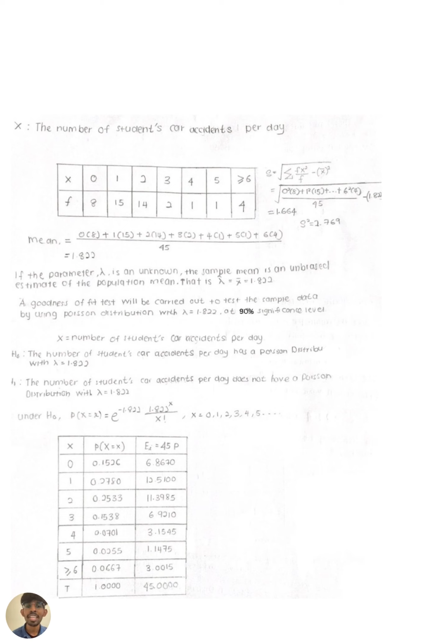As I denoted X as the number of students' car accidents per day, H naught will be that the number of students' car accidents per day has a Poisson distribution with lambda equals 1.822, while H1, the alternative hypothesis, is that the number of students' car accidents per day does not have a Poisson distribution with lambda equals 1.822. We assume under H naught that it follows the Poisson distribution with lambda equals 1.822.